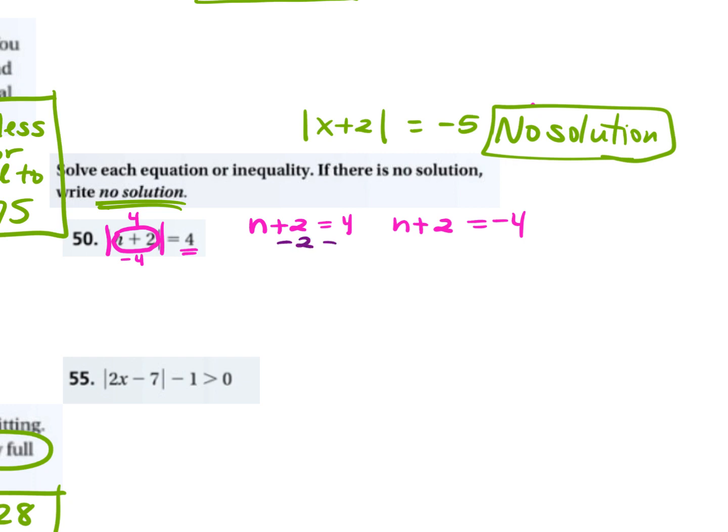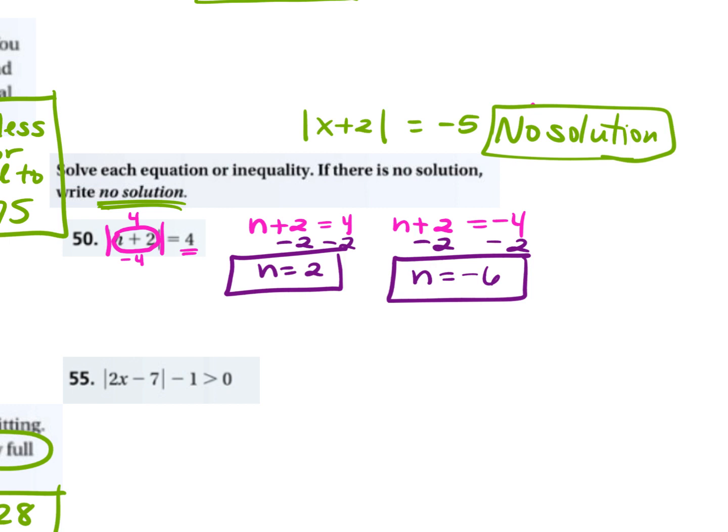So take away the 2, and you get n equals 2. And then take away the 2 here, and you get n equals -6. So those are your two possible solutions for this problem.